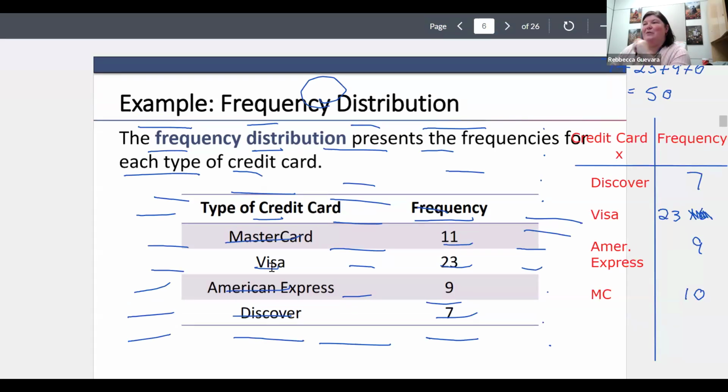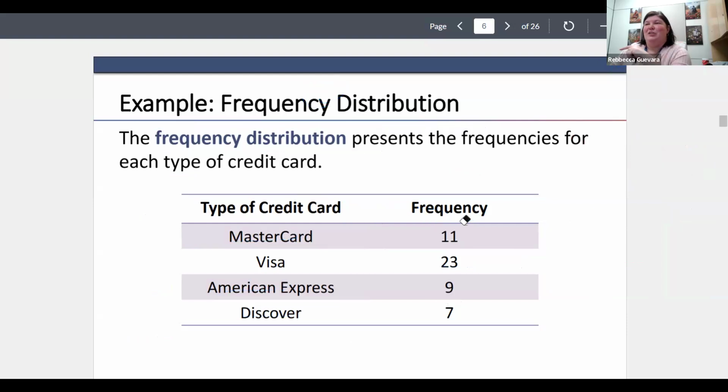So I miscounted the MasterCards. The Visa I had right, the American Express, and Discover. So I just miscounted one of them. Like I said, that's always a good way to check. This one I could tell was 49. It wasn't quite there. I knew I was missing something. But yeah, always check your frequency. The frequency here should add to 50 because we said we had 50 customers we're looking at. Your frequency should always match the amount of people we were sampling. That's really all a frequency distribution is.